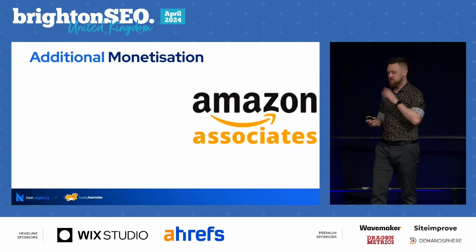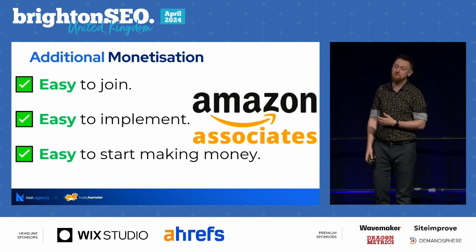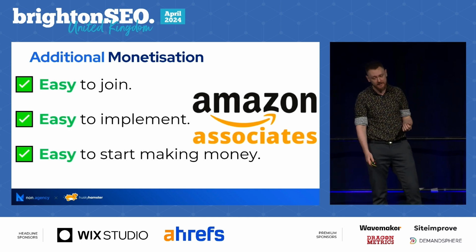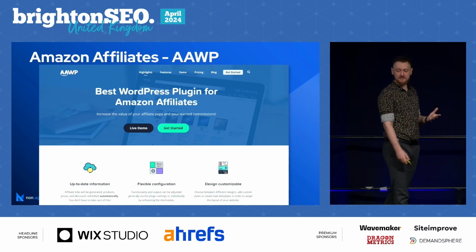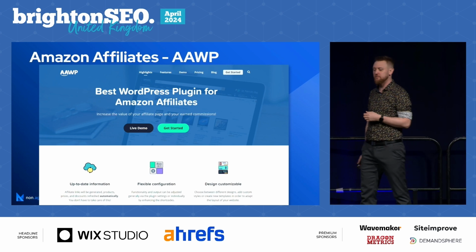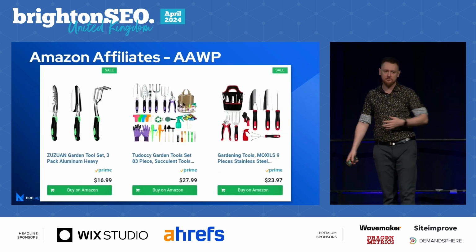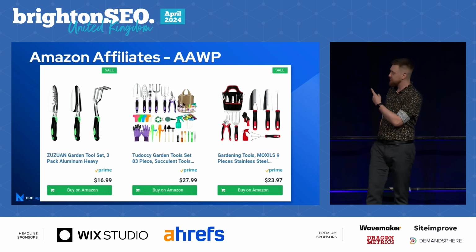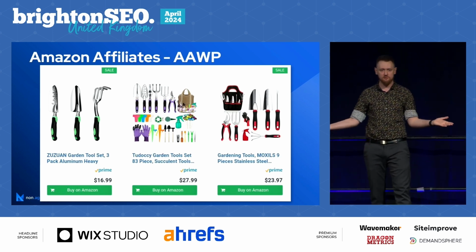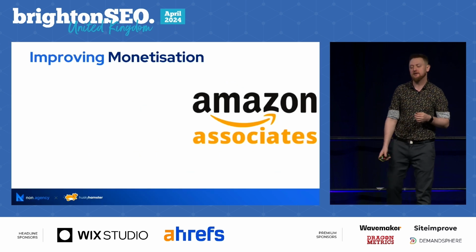So we turned it towards Amazon affiliate because it's easy to join, easy to implement, and very easy to start making money. For this, there's a great plugin called Amazon Affiliates for WordPress, AWP for short. You configure it and boom, you can use the shortcodes to slap something that beautiful on your blog post and you have affiliation already with Amazon.